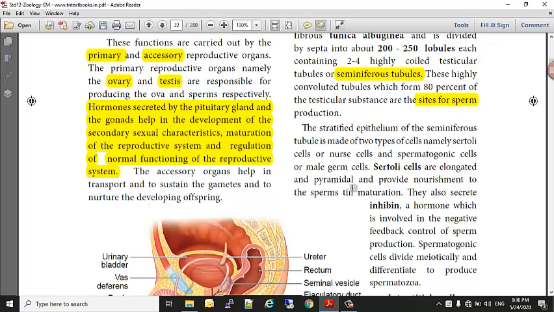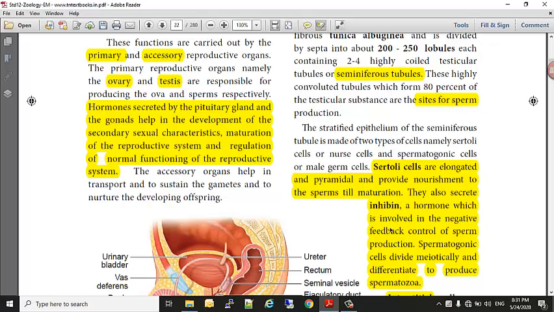Sertoli cells are elongated and pyramidal and provide nourishment to the sperm till maturation. They also secrete inhibin. So this entire paragraph is about the Sertoli cells. So you can highlight it. Yes. And what about this inhibin hormone? Inhibin. Okay. What is the most important aspect of this inhibin? It's a hormone which involves the negative feedback control of sperm production. So the spermatogonia cell divides meiotically and differentiates to produce spermatozoa.